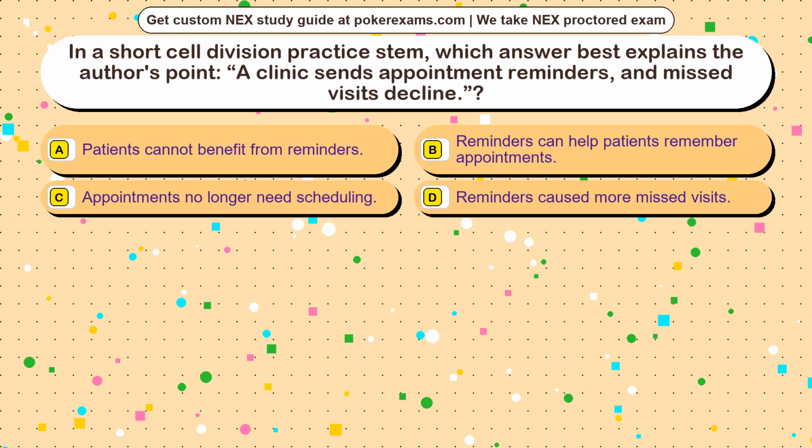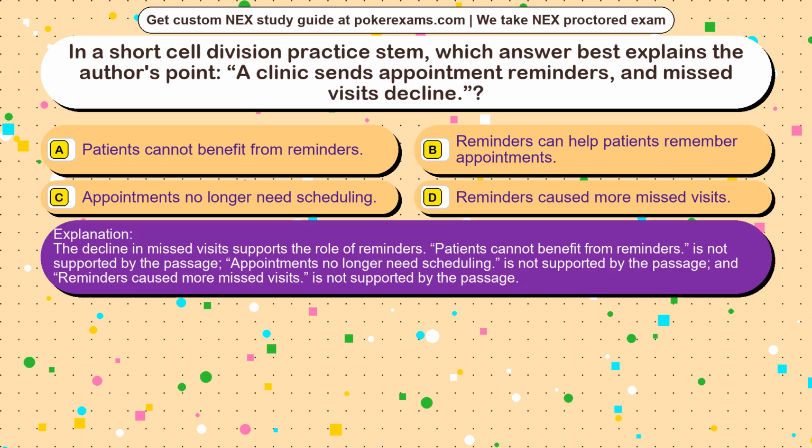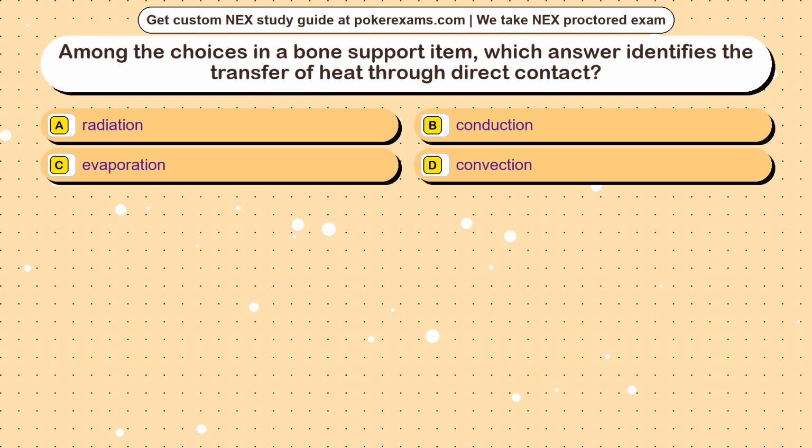The correct answer is option. The decline in missed visits supports the role of reminders. Patients cannot benefit from reminders is not supported by the passage. Appointments no longer need scheduling is not supported by the passage, and reminders caused more missed visits is not supported by the passage.